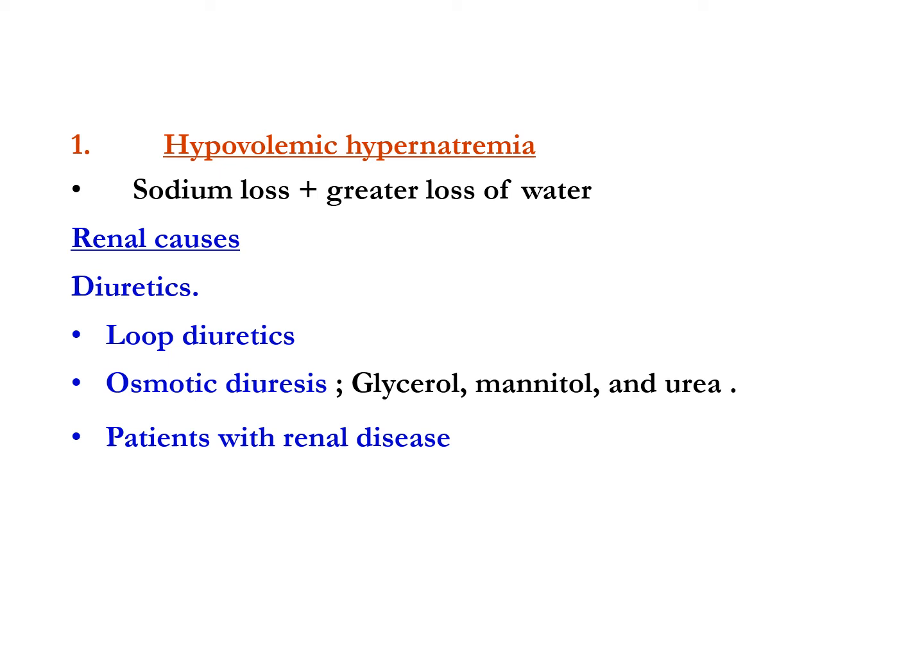In hypovolemic hypernatremia, there is a loss of sodium and a greater loss of water, mainly due to renal loss, as with diuretics, commonly loop diuretics, maybe osmotic diuretics, and also in patients with renal disease.